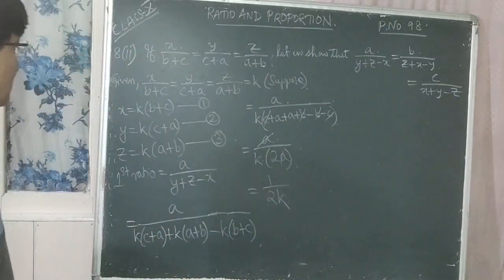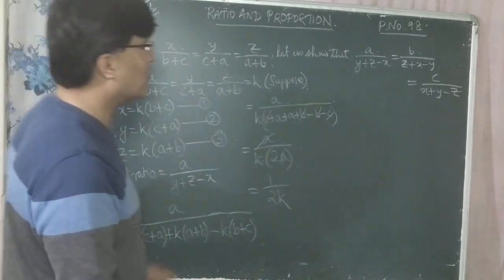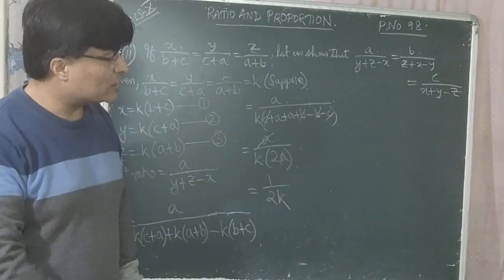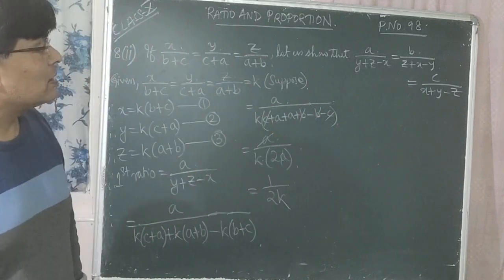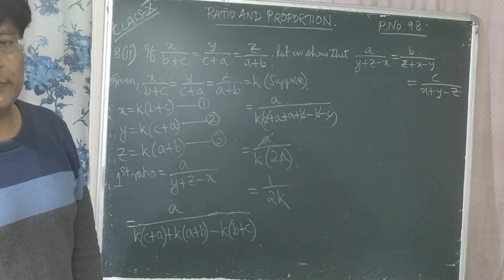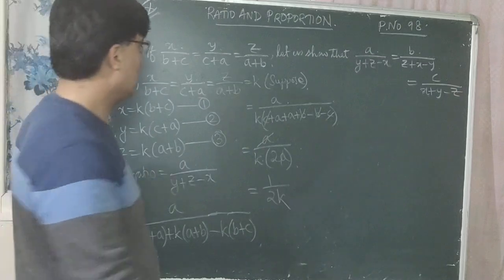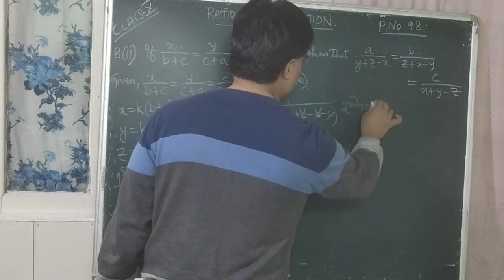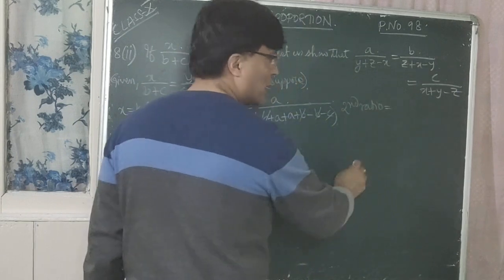Okay. Now similarly you have to find out this value of the second ratio. So what is second ratio out there? It is b upon z plus x minus y. So let us write down the second ratio here. So what is the second ratio now?